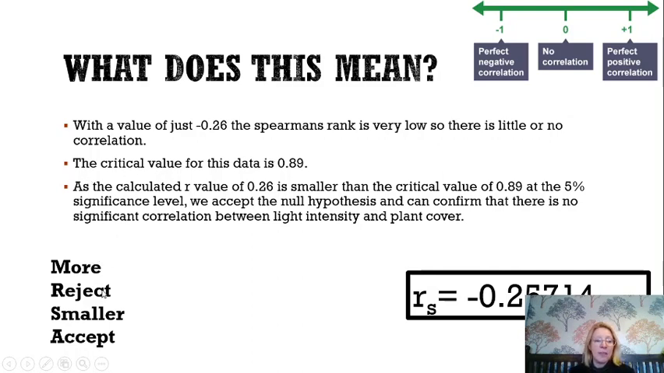Again, we use this MRSA that we've talked about before. So if our calculated R value is more than the critical value, then we reject the null hypothesis. And if it's smaller, then we accept the null hypothesis. So we can compare then on the calculated Spearman's rank. So our calculated Spearman's rank then is 0.26. That's much smaller than the critical value of 0.89 at the 5% significance level. So we're going to accept the null hypothesis and confirm that there is no significant correlation between light intensity and plant cover.